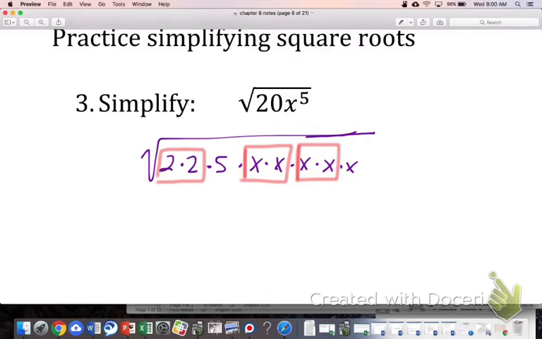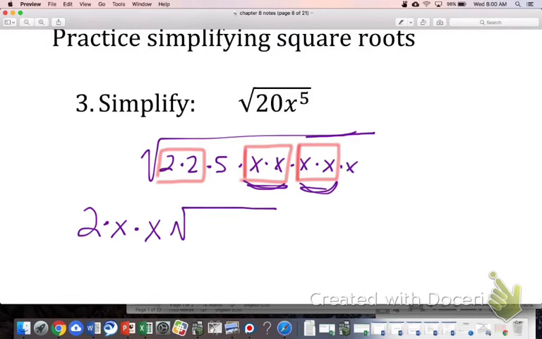If you have a pair of 2s inside the radical, outside the radical will just be a single 2. The reasoning for that is really, isn't 2 times 2 4? And the square root of 4 is 2. So to get that out of the radical, it's just going to be a single 2 out there. And then this pair of x's right here would come out of the radical as just a single x. So that would be times x. And then this last pair of x's, again, would come out as a single x.